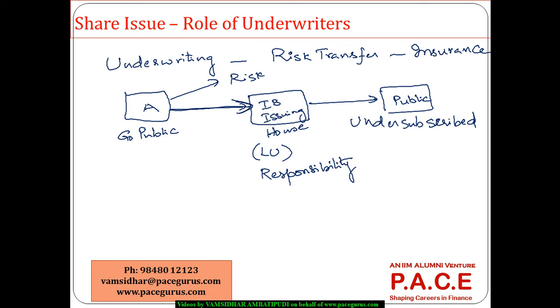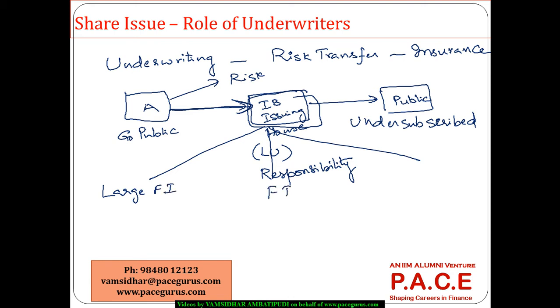And now the investment bank, which is the lead underwriter, alone does not want to take the full risk. So it tries to chip in a few sub underwriters. Large financial institutions become the sub underwriters for this issue. There are various financial institutions that are becoming sub underwriters, because this one single investment bank is not willing to take this entire risk of undersubscription.